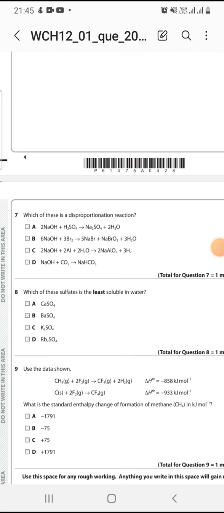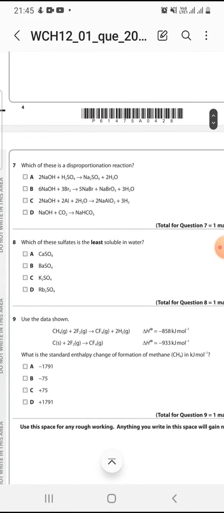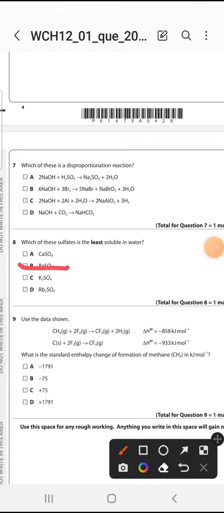Okay, don't waste time on MCQs. I have advised you that we need to do these MCQs in 10 minutes, not the 20 minutes given here, right? Which of these sulfates is least soluble in water? You remember, when you go down group number 2, solubility of sulfates decreases, because barium sulfate is very famous, a white precipitate. So which one is the least soluble in water? As the answer we are taking B, right? It is the super insoluble one.